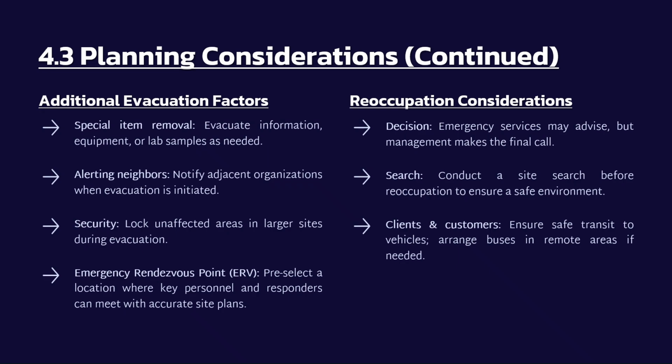Next is emergency response points. These are designated locations where key personnel and responders can meet to coordinate emergency actions and decisions. Finally, organizations must consider reoccupation planning. Once the emergency has been controlled, management must decide when it is safe to re-enter the facility. Before reoccupation, safety inspections must be conducted, and in some cases, alternate transportation or remote work arrangements may be required. Proper planning ensures that organizations not only respond effectively to emergencies, but also recover safely after the incident.